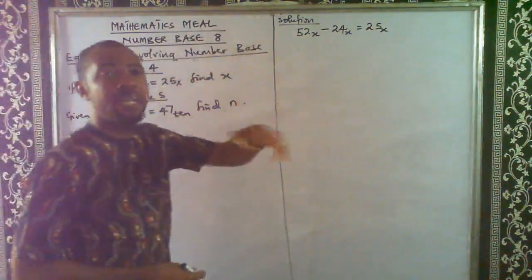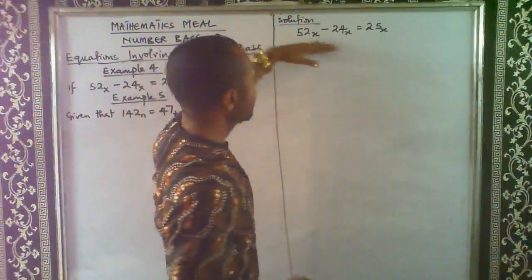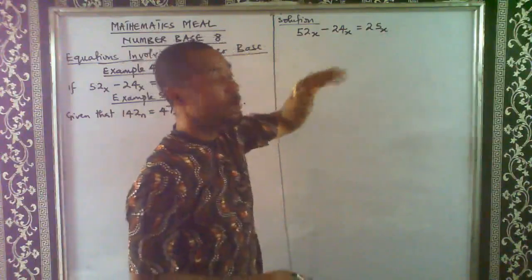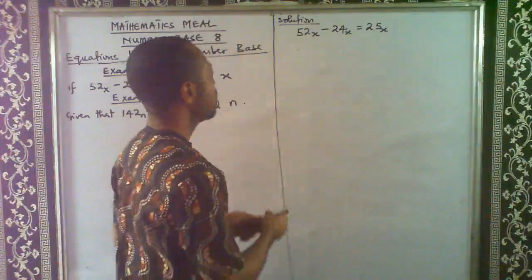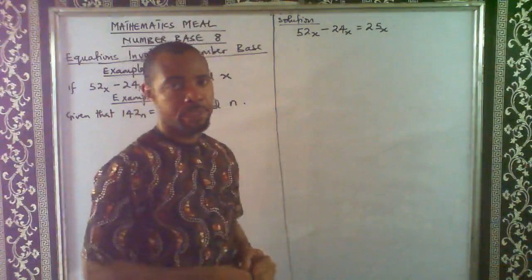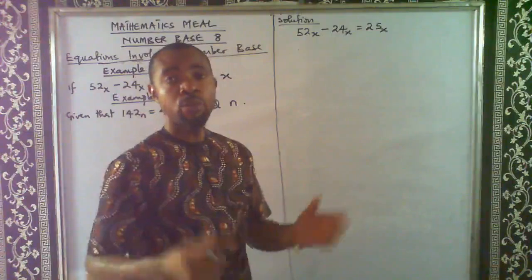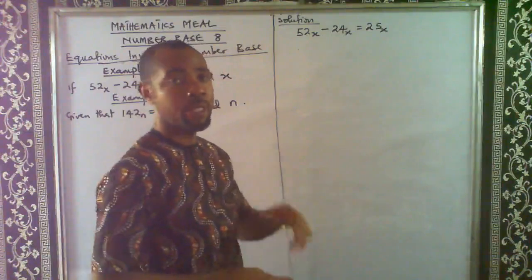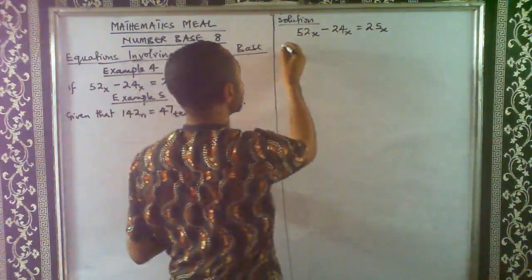The next step, they say, express all the numbers in base 10. Now, this is not in base 10, this is not in base 10, this is not in base 10. They are in base x. So we need to express them in base 10. You still remember the method we use in expressing numbers in base 10. In case you have forgotten, please visit our video where we treated how to change numbers from other bases to base 10.